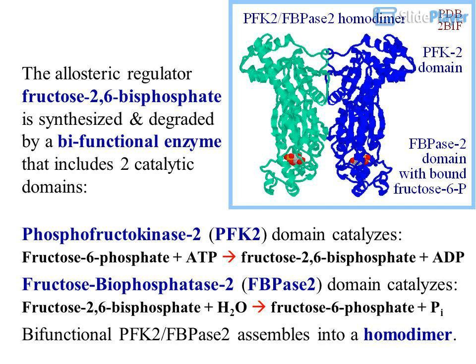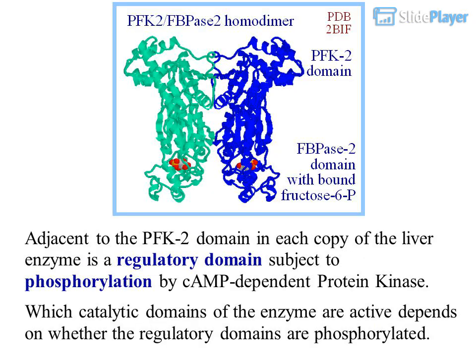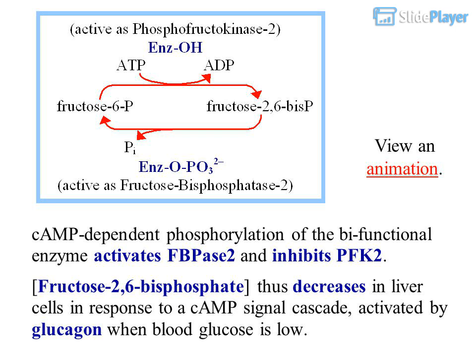Bifunctional PFK2/FBPase 2 assembles into a homomer. Adjacent to the PFK2 domain in each copy of the liver enzyme is a regulatory domain subject to phosphorylation by cAMP-dependent protein kinase. Which catalytic domains of the enzyme are active depends on whether the regulatory domains are phosphorylated. cAMP-dependent phosphorylation of the bifunctional enzyme activates FBPase 2 and inhibits PFK2.